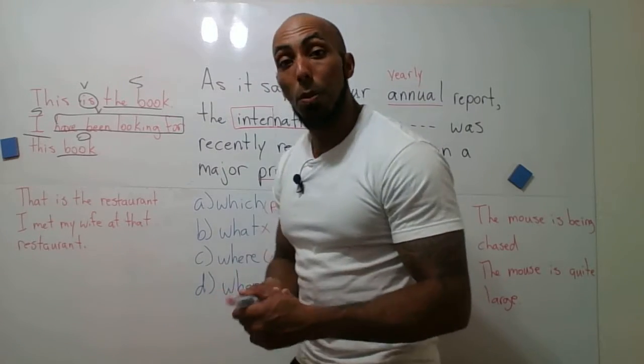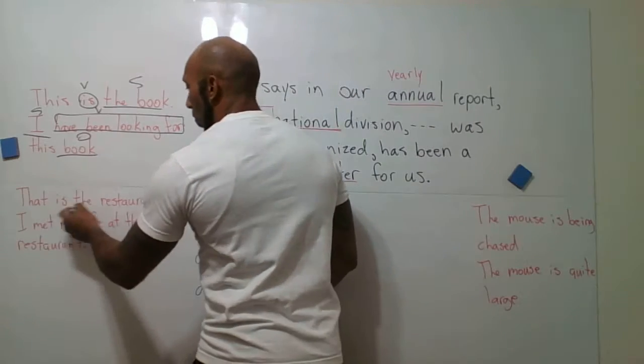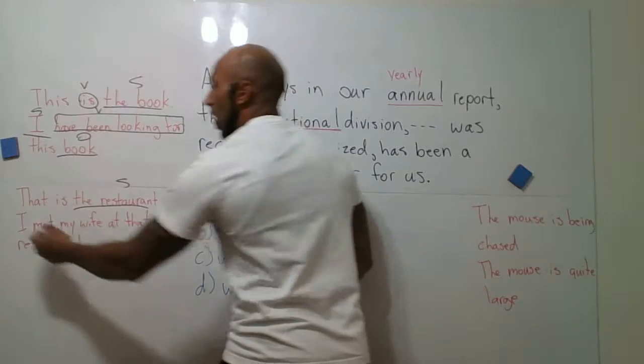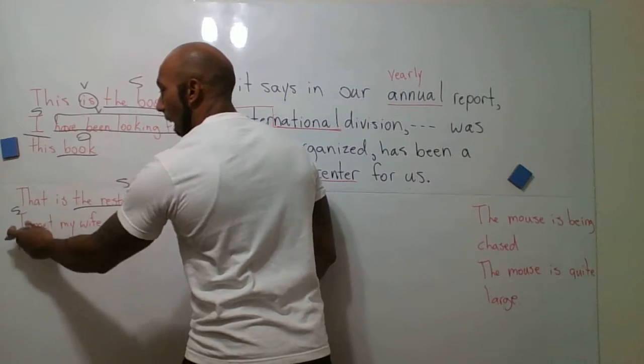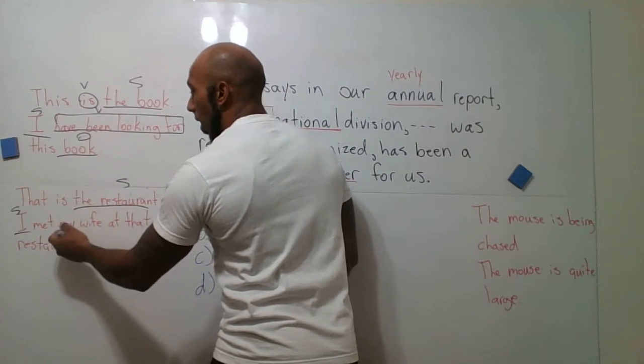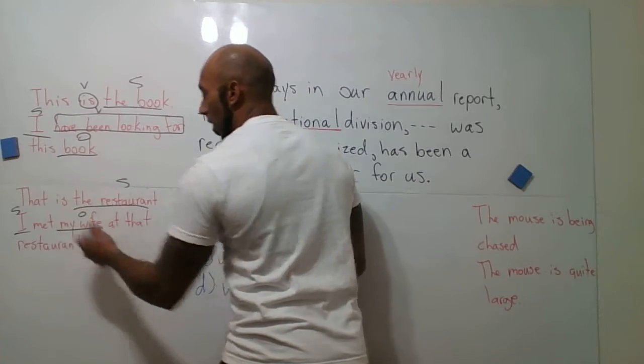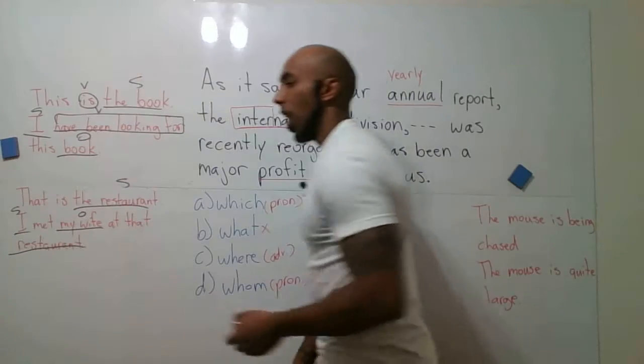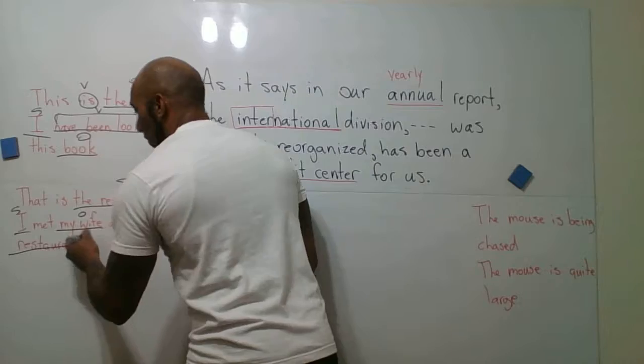Now, let's label our sentence again. The restaurant is the subject here. I is the subject. My wife is the object, and the restaurant is another object. Okay. So we have two objects.